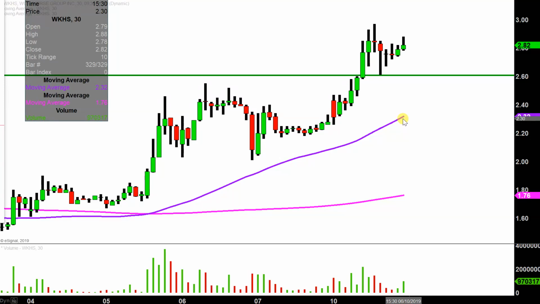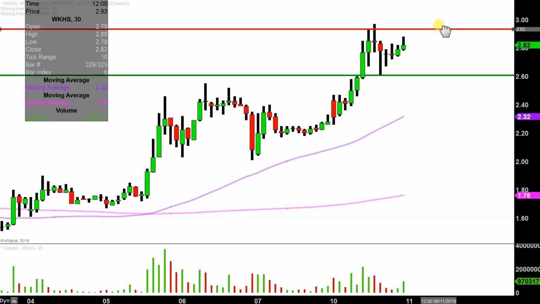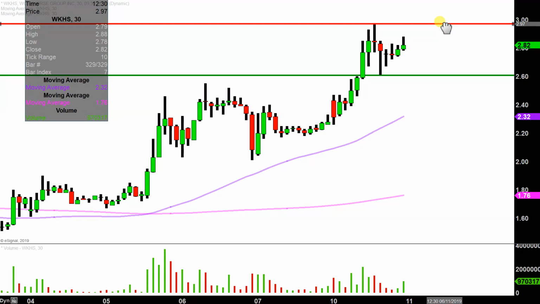What about areas of resistance as we head into Tuesday? Key level going into Tuesday, nothing fancy, just right up there at just shy of $3 is where the price was rejected from today and the party stopped. So for that reason, $3 is going to be the main level to watch.